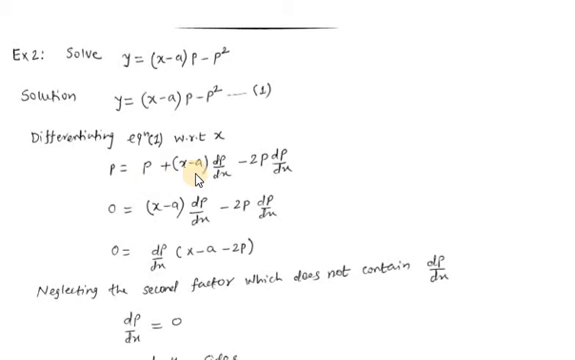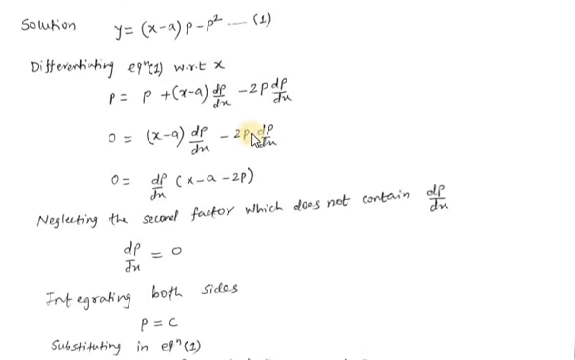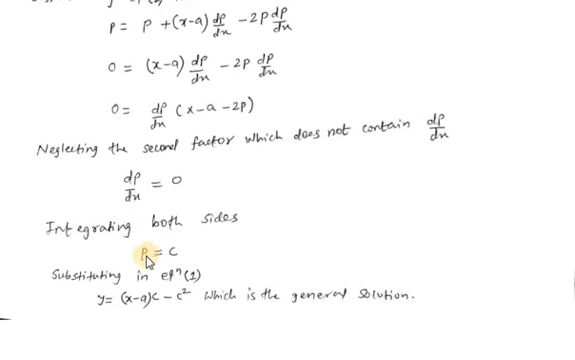This p and p will cancel out, so we have 0 equals to (x minus a) dp by dx minus 2p dp by dx. Now taking dp by dx common, into bracket we have x minus a minus 2p. Now you can see that the term of dp by dx is absent in this particular term. So neglecting this second factor which does not contain dp by dx, we have dp by dx equals to 0. So integrating both sides, we have p equals to c.